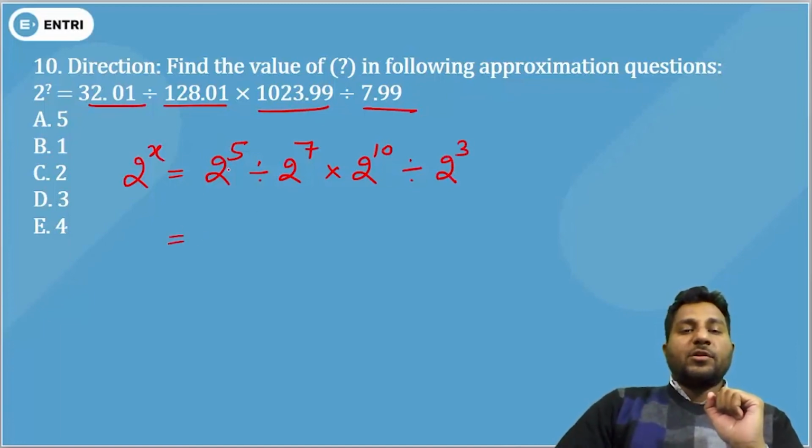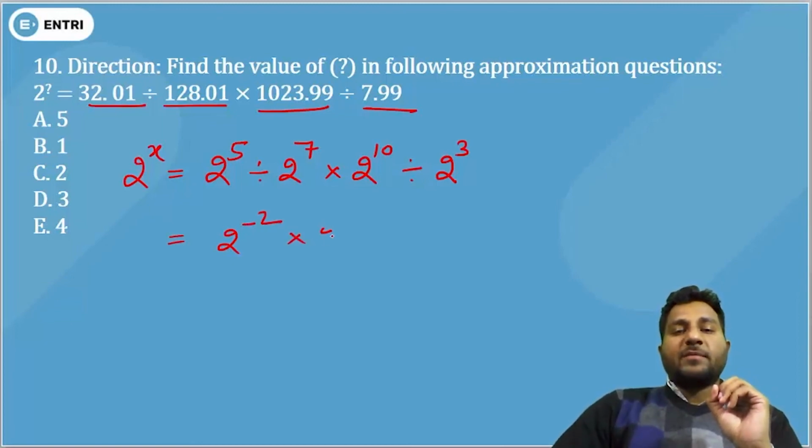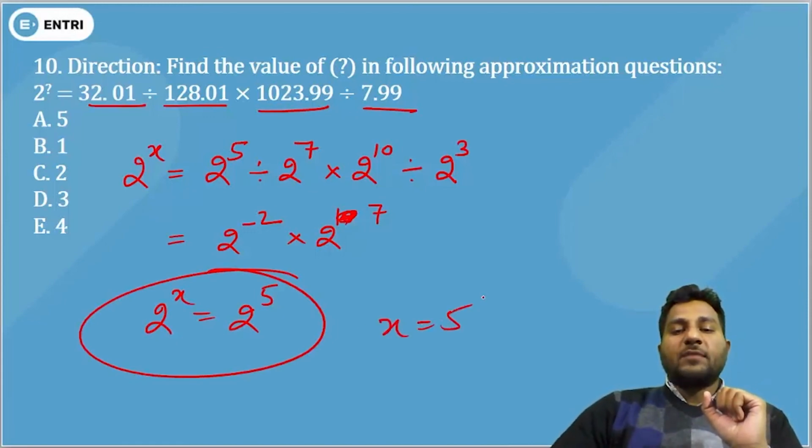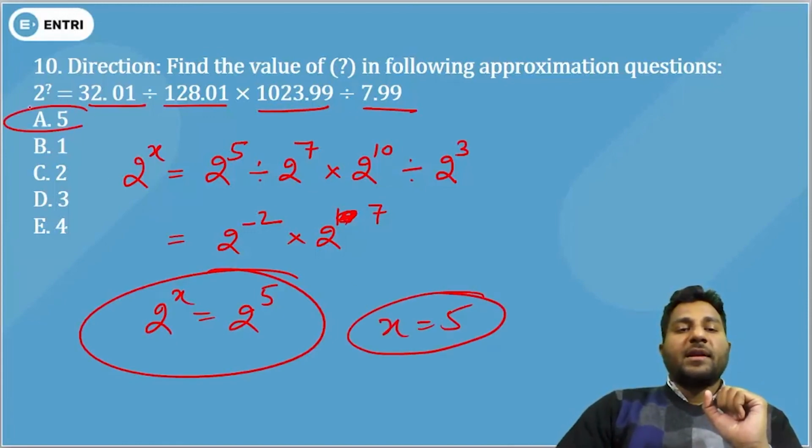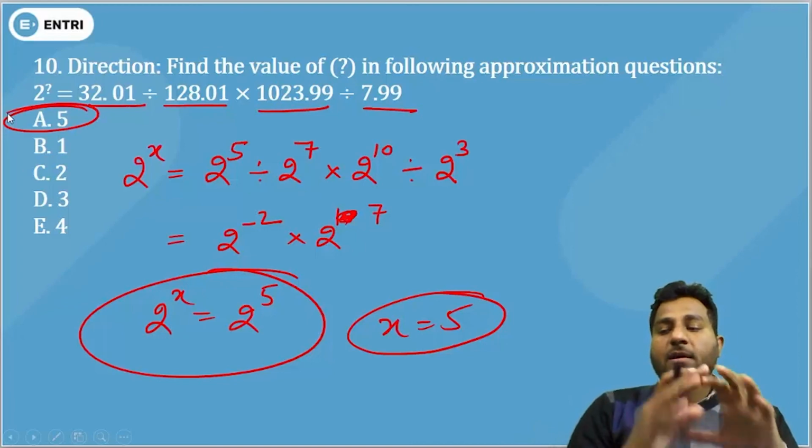Okay, so 2 to the power 5 and 2 to the power 7 makes 2 to the power minus 2, multiplied by 2 to the power 10 minus 3, which is 2 to the power 7. So 2 to the power 5 will be the overall answer. So x value comes as 5. Hence option A will be the correct one.